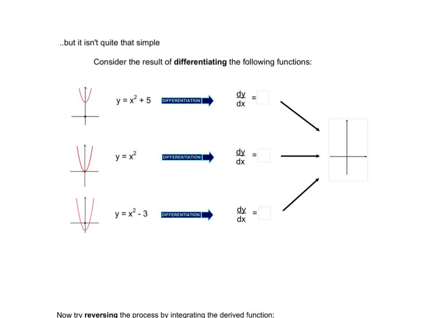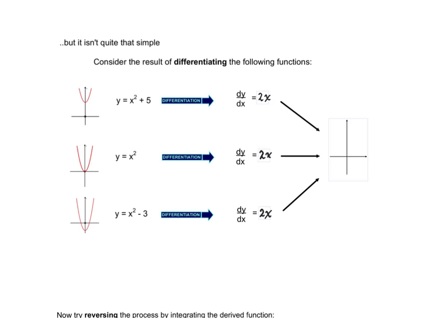If we carry out differentiation for each of those functions, hopefully you remember how to do differentiation, but we are just multiplying by the power and taking 1 off the power. Then for the first one we get 2x. Remember, the derivative of this bit is just 0. This one here is just going to be 2x. And the third one is going to be 2x as well, because when you differentiate a constant term, like the minus 3 or the plus 5, then the derivative of that bit is 0. So all three of these functions have got exactly the same derivative.